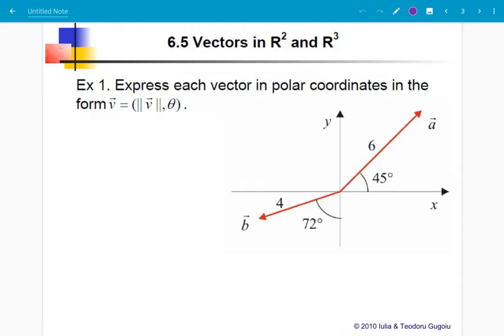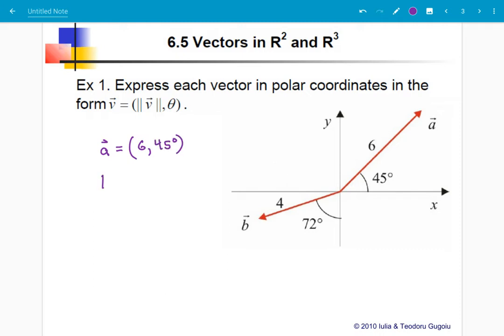Example 1. Express each vector in polar coordinates in the form magnitude and direction. So vector A, the magnitude of A is 6. The direction is 45 degrees.